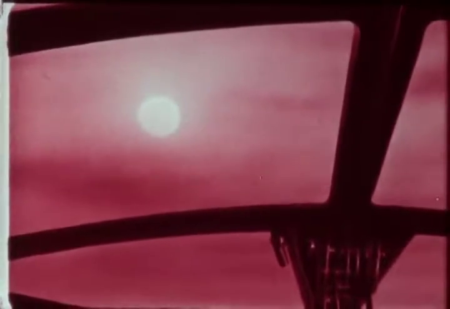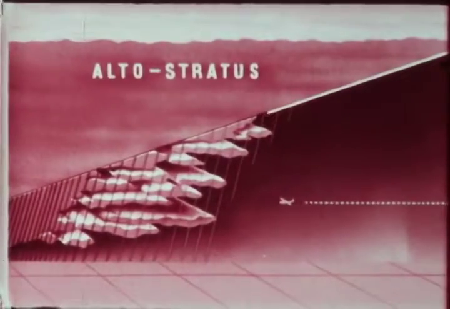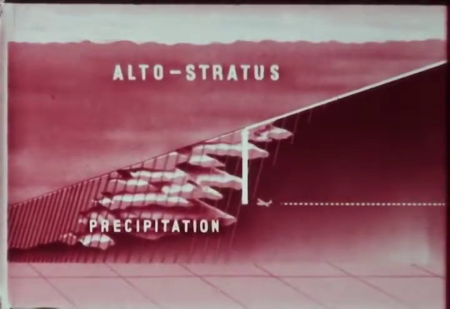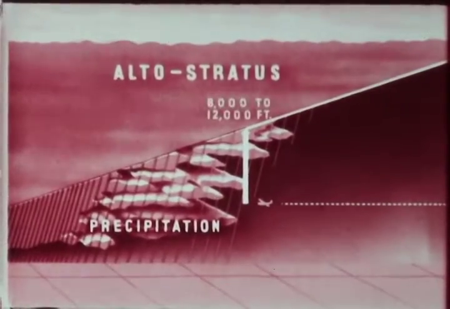As you approach closer to the front, you will observe a lower deck of clouds of the Altostratus type. At first, the disk of the sun or the moon will be visible through the thin leading edge of this deck. They will soon be obscured, however, as the altostratus becomes thicker and the base lower. You will encounter precipitation when you reach a point where the base of the altostratus is some 8,000 to 12,000 feet above the surface of the Earth.